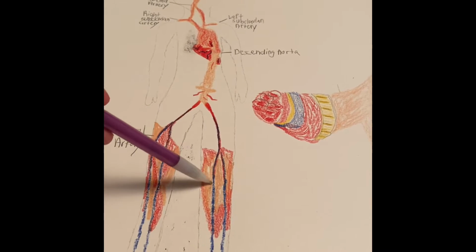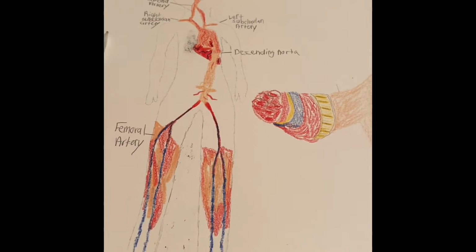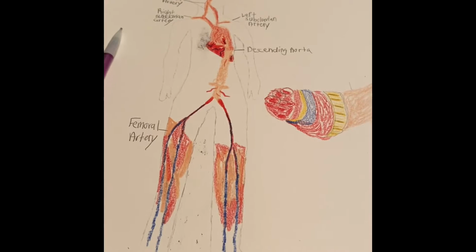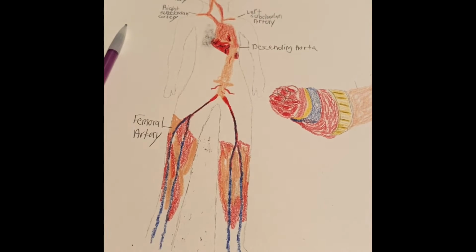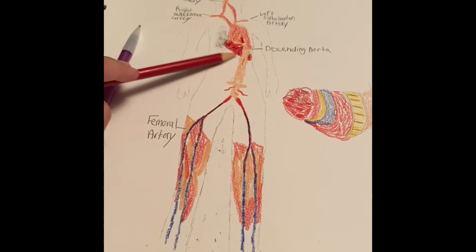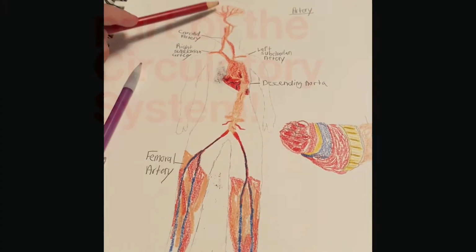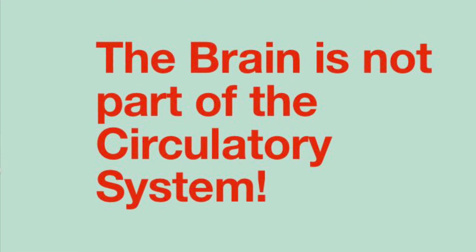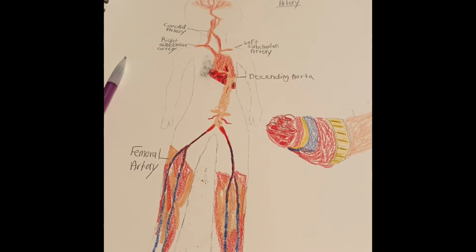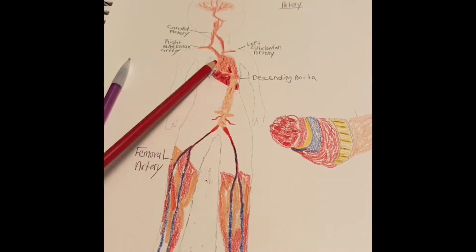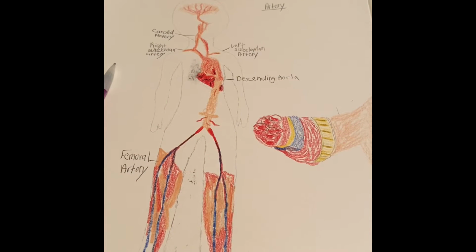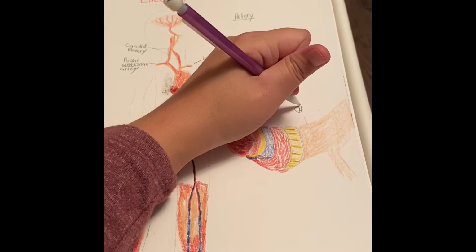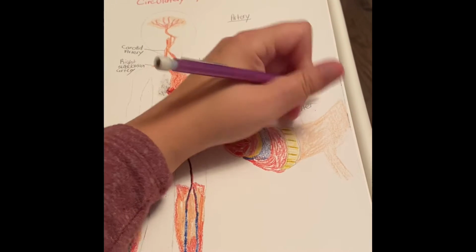And then these are veins. That's what the blue is, because that's only what that is. The blue is vein, the red is blood, and also that is the heart, okay? And then that is the brain up here. I want to stress that the brain is not part of the circulatory system. And then the red is also the inside of the artery as well. And then right here is the outer wall of artery.